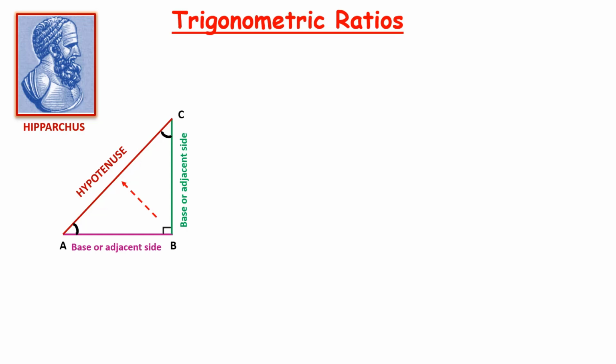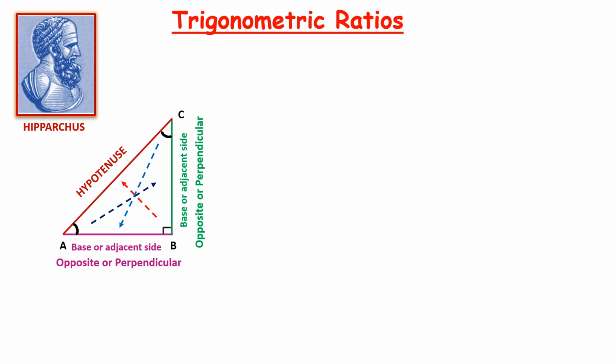The side opposite to the angle A is BC, called the opposite or perpendicular side, and the side opposite to the angle C is AB. So, for angle C, AB is the opposite or perpendicular side.